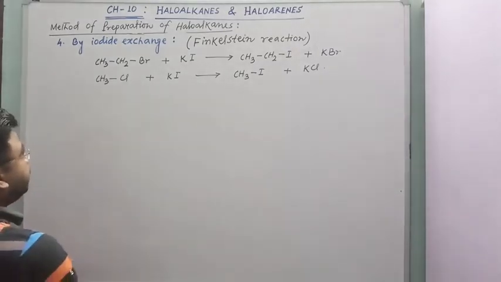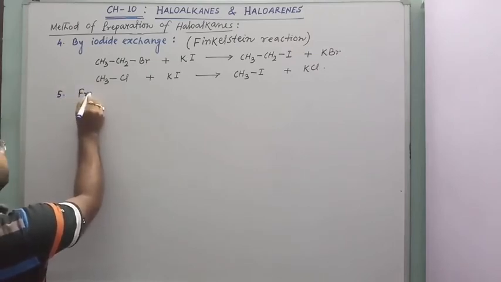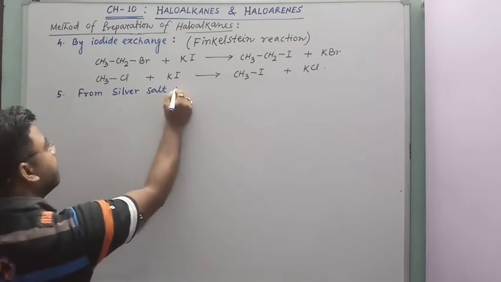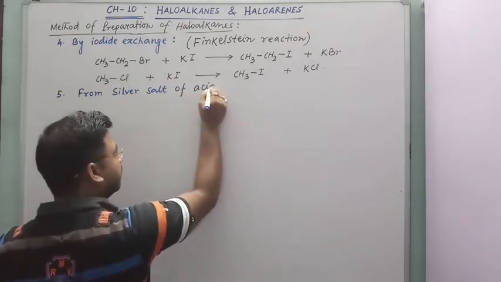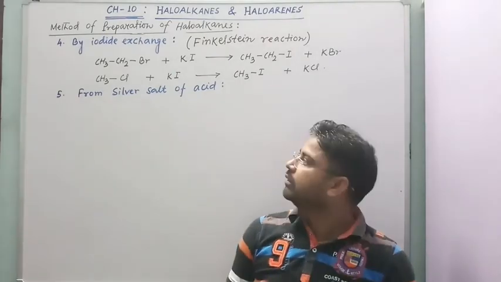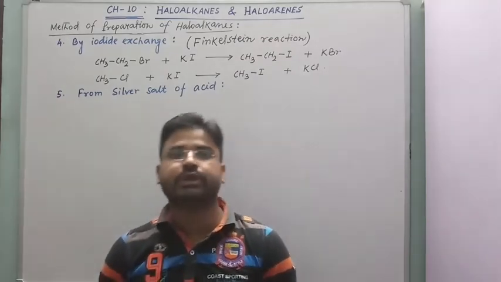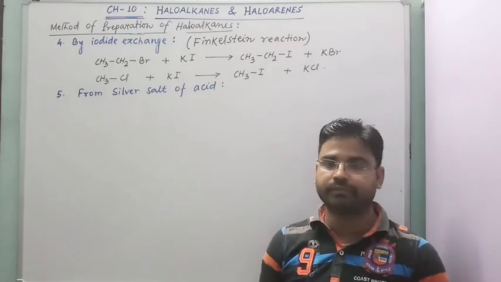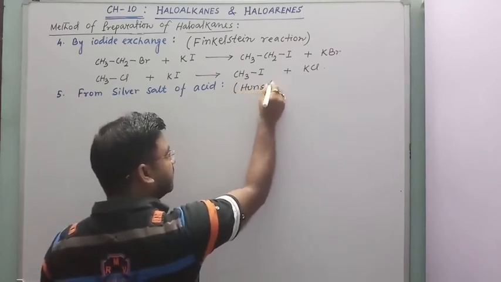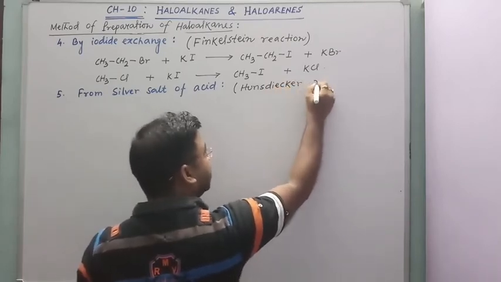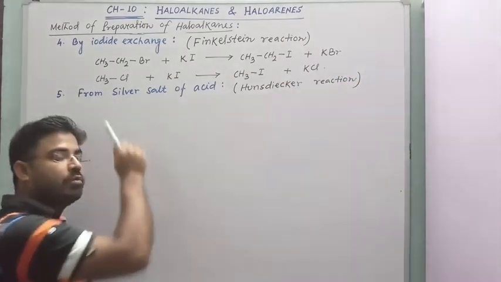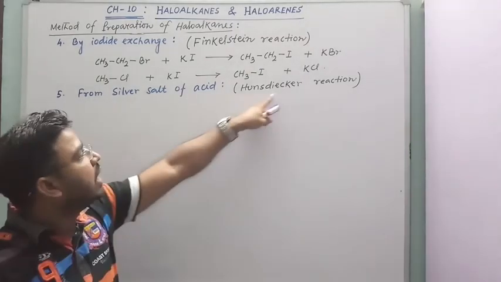Last, another method, number 5, from silver salt of acid. When silver salt of any acid is treated with bromine, then bromoalkanes are formed. This reaction is called Hunsdiecker reaction. So when silver salt of any acid is treated with bromine, bromoalkanes are formed.